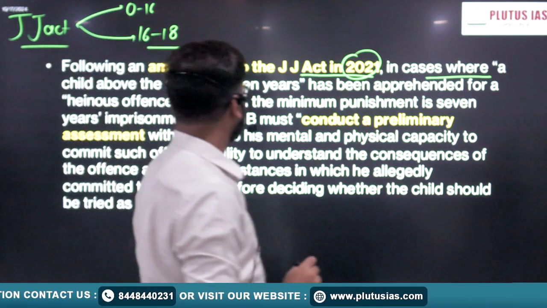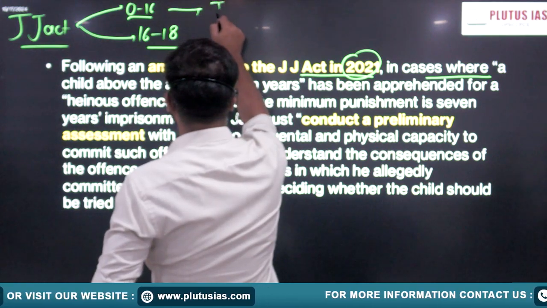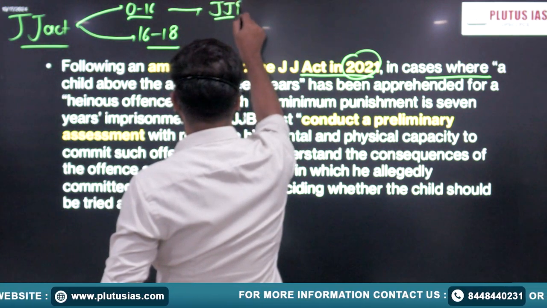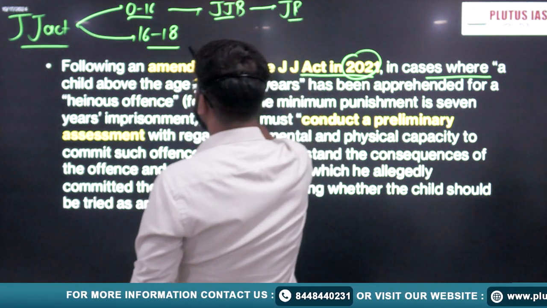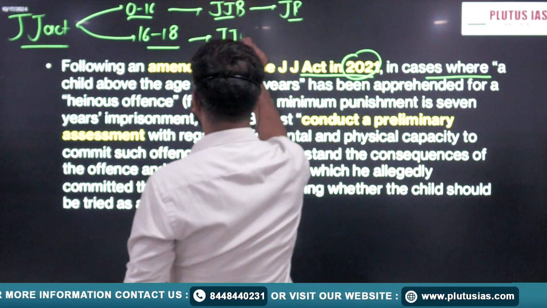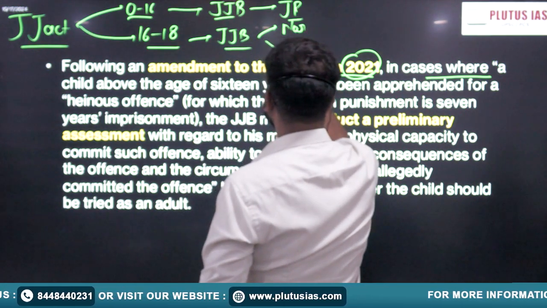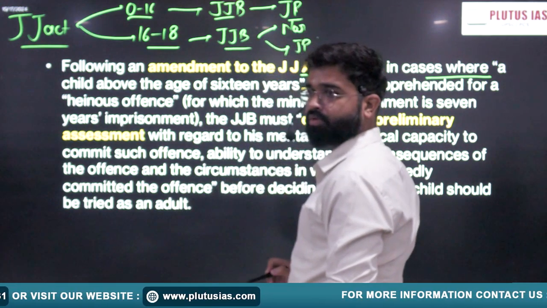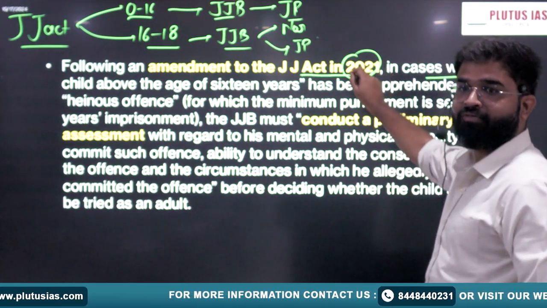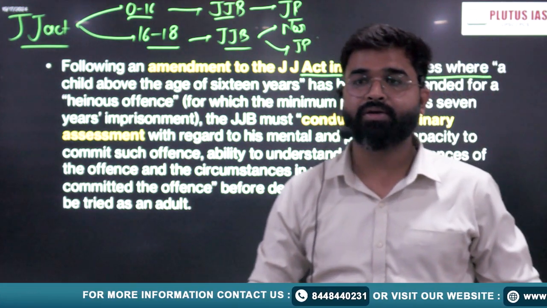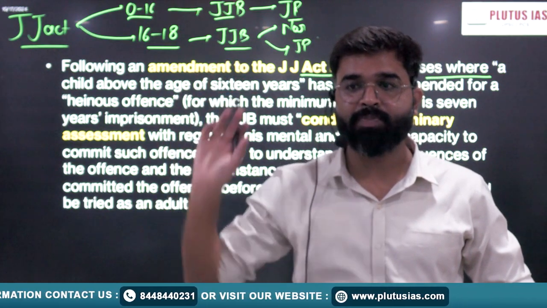Okay. So those who are 0 to 16 years, they will be examined by Juvenile Justice Board and sent to the juvenile prison. They will be assessed by Juvenile Justice Board, may be sent to the normal prison or juvenile prison. It is the process. So why was this particular amendment made? Is there any reason? What is the background of this particular amendment?